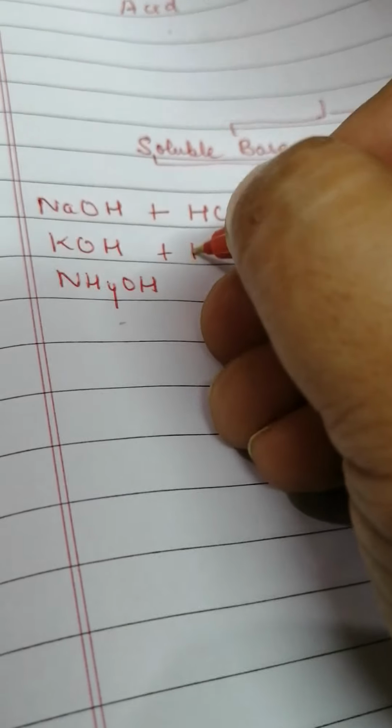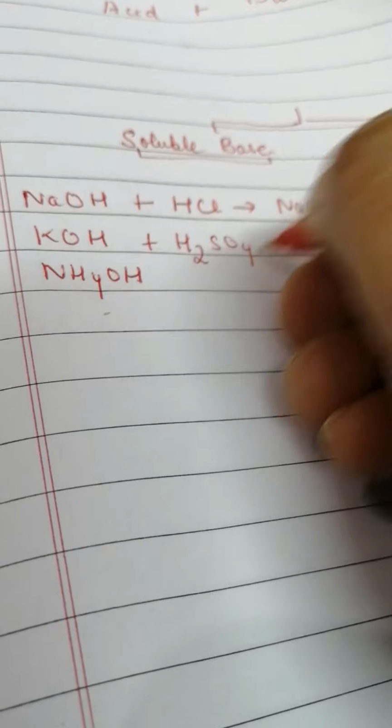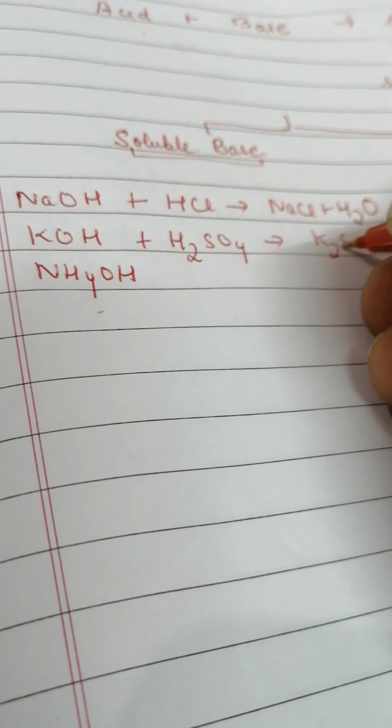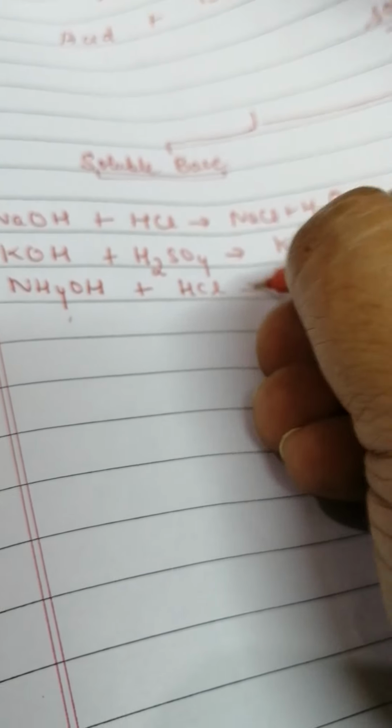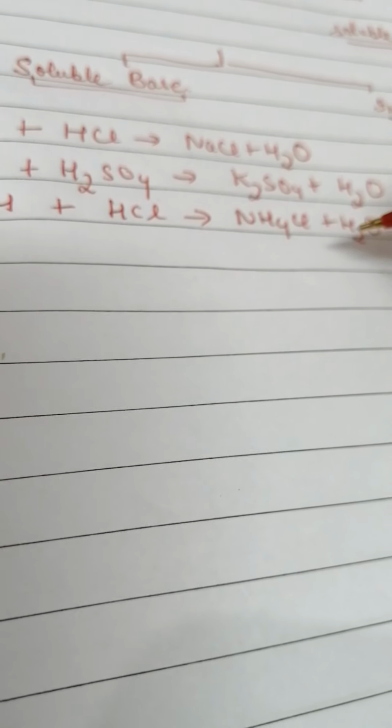With KOH, let us take sulfuric acid, H2SO4. You get K2SO4 plus H2O, 2KOH. NH4OH, again we can take HCl. We get NH4Cl plus H2O. You can take some other acids also and you can use different types of combination, but in all the cases you are getting the salt which are soluble in nature.